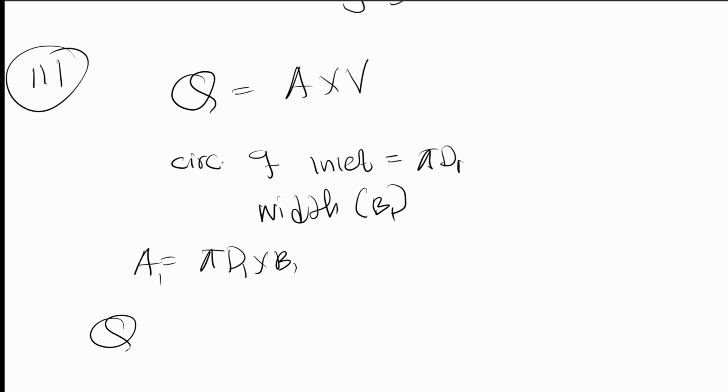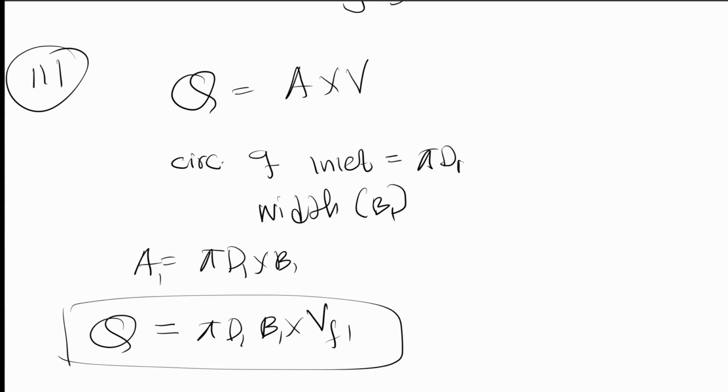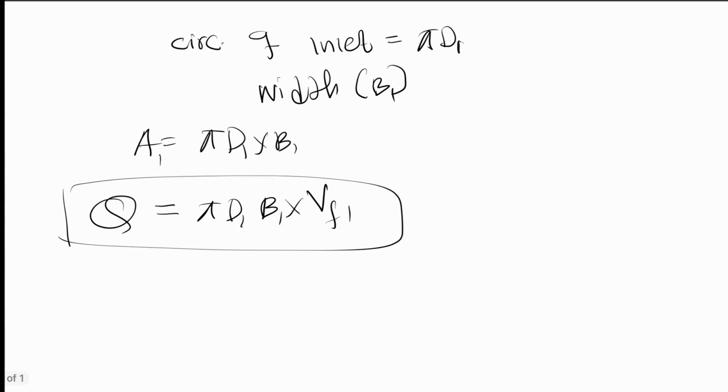This is the area1. If we substitute it in the discharge formula, we will get pi d1 b1, and since we are determining the flow velocity, we take it as vf1, and that's how we got this equation. This is for the discharge at the inlet, and if you want to determine the discharge at the outlet, then we can take it as pi d2 b2 and vf2, and that's how we get this equation.